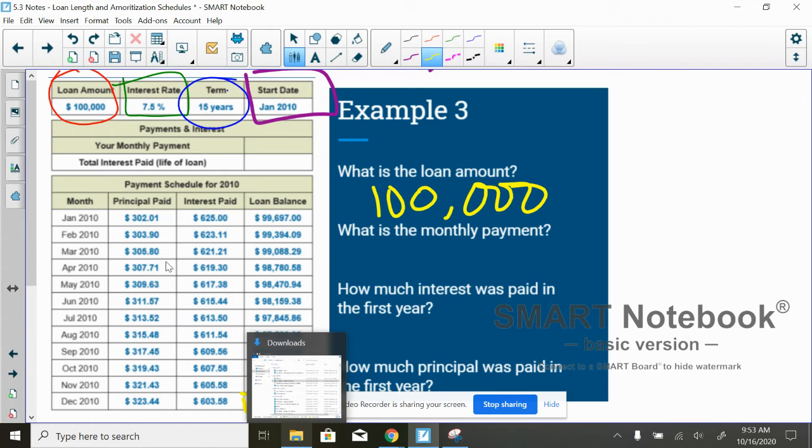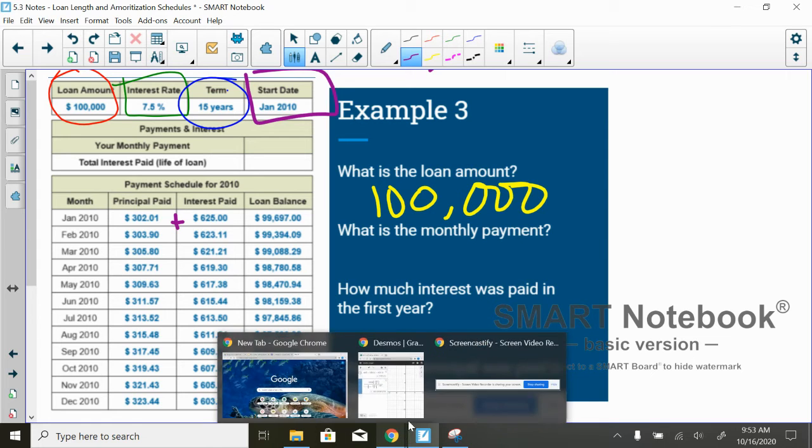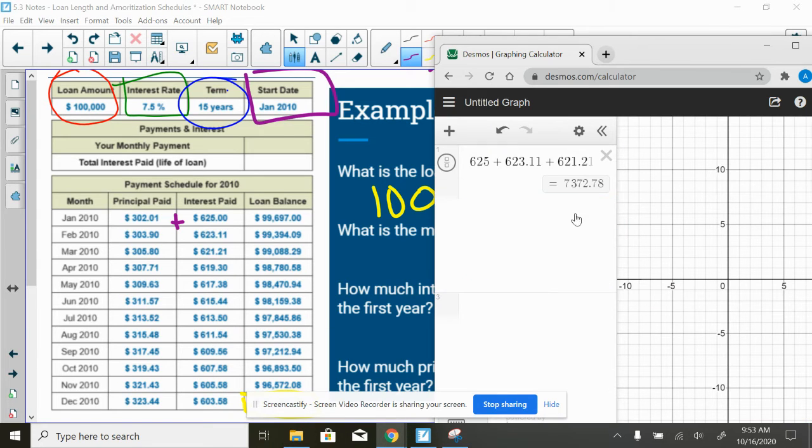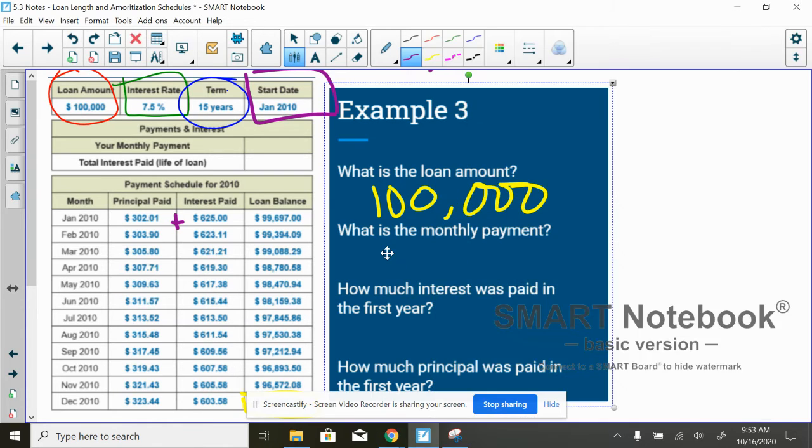In order to find the monthly payment, what you're actually going to do is add principal and interest for the month, because monthly payment is made up of principal and interest. Okay, so I'm going to add $302.01, that was my principal in January, and I'm going to add the $625 that went to interest that month. My total loan payment is $927.01. When it asks you, you guys, I would just use whatever the first one is just to keep it simple. Now, if you really wanted to add those again, you could add February's payment, $303.90 and $623.11, which will also give you the exact same payment amount.